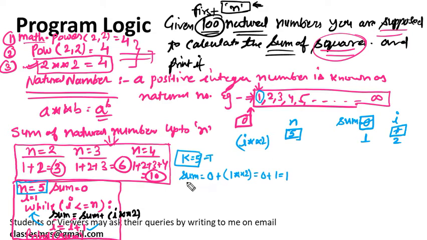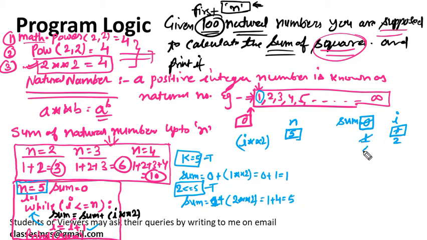Now let's execute this loop again. 2 is less than or equal to 5, the condition is again true. Sum equals sum plus, not 0 this time, the sum value is 1, so 1 plus the i value, which is 2 this time, 2 double star 2, so that is 1 plus 4, and it will be 5.